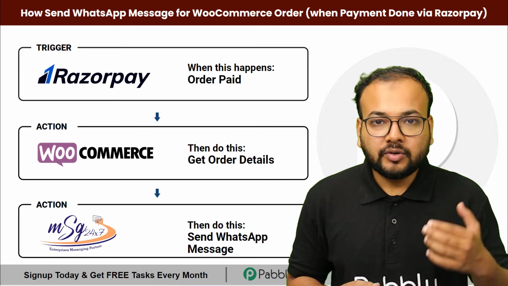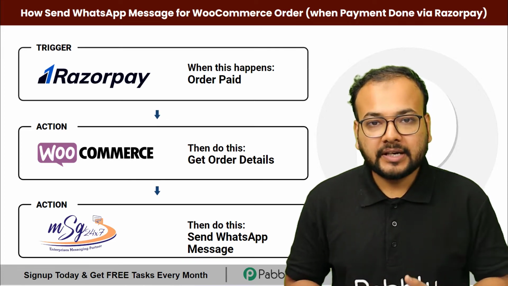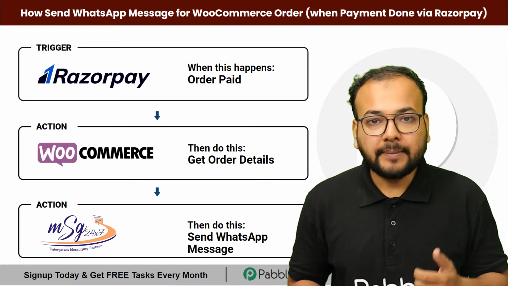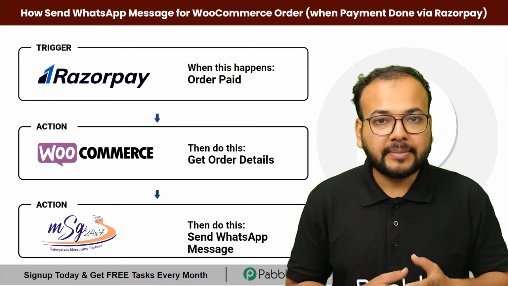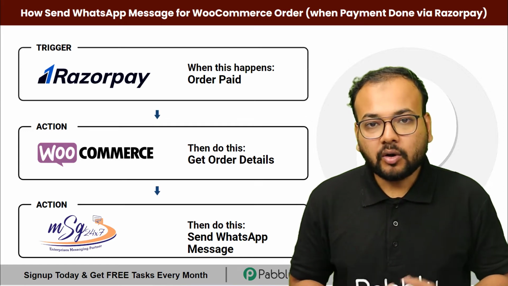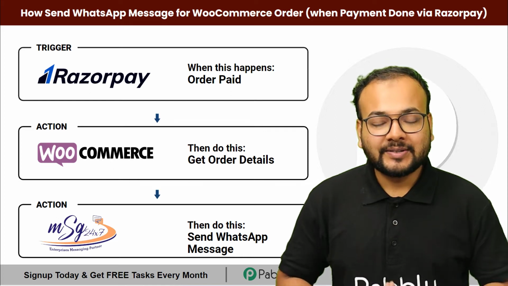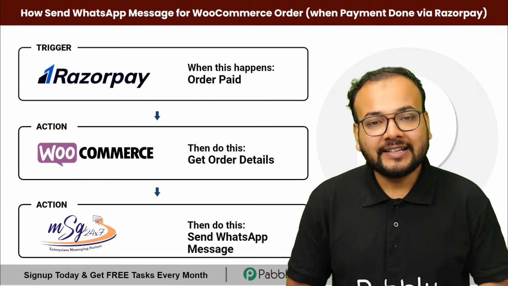For that, you need to integrate your WooCommerce store with Razorpay Payment Gateway and a WhatsApp API service provider application, that is MSG24x7, and we are going to set up this whole automation workflow without any coding, just with a few clicks. So if you want to learn this, stay tuned till the end. Let's begin.